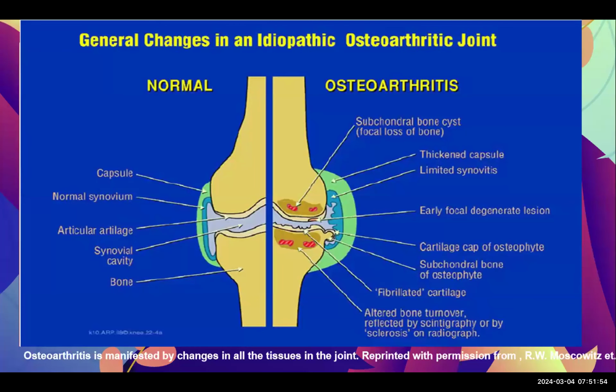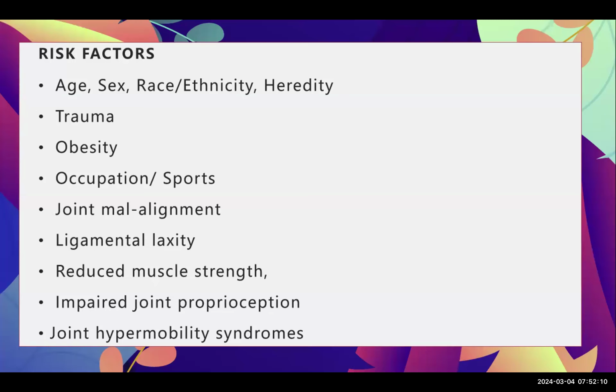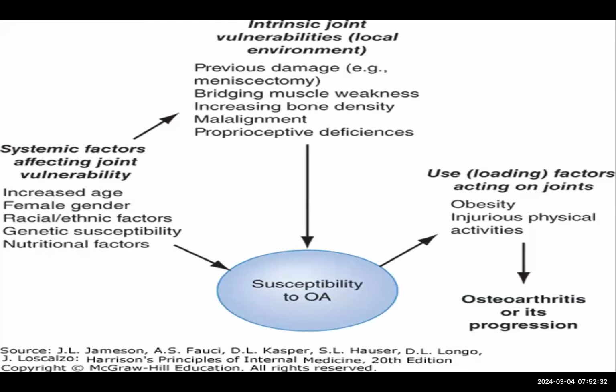Just to note that in this condition, there are a lot of things that can happen in the joint space. You can see the thickened capsule, the limited synovitis, and then subchondral bone of the osteophyte. There are several risk factors, which was one of the questions asked: age, sex, trauma. The patient had a trauma to the knee, and then, of course, obesity, occupations with sports. The patient was a footballer. Also ligament laxity, reduced muscle strength, impaired joint proprioception, as well as joint hypermobility. The diagram summarizes what I just described.